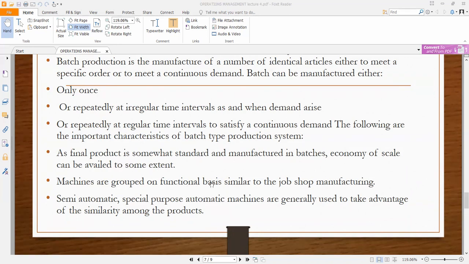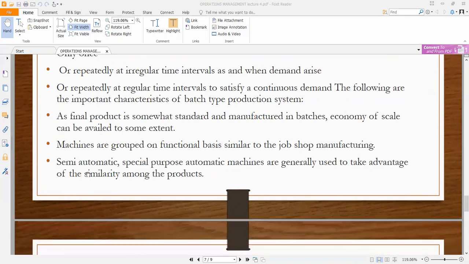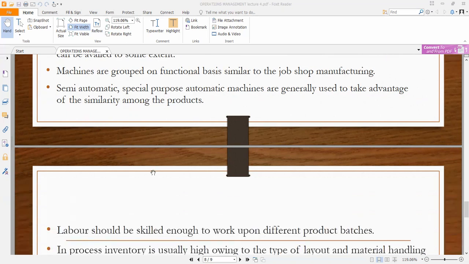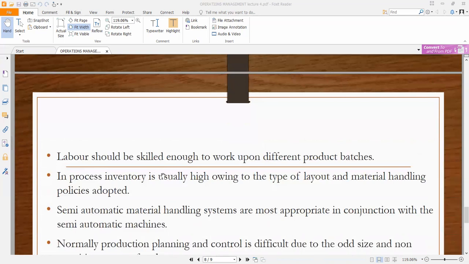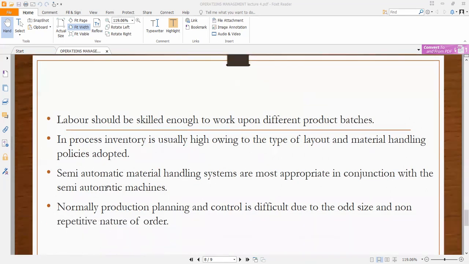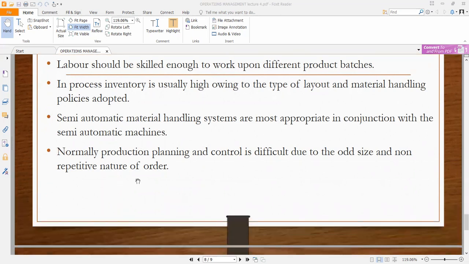Now, machines are grouped on a functional basis, similar to job shop manufacturing. Semi-automatic, special purpose automatic machines are generally used to take advantage of the similarity among the products. Further, labor should be skilled enough to work upon different product batches. In-process inventory is usually high owing to the type of layout and material handling policies adopted. Semi-automatic material handling systems are most appropriate in conjunction with semi-automatic machines. Production planning and control is difficult due to the odd size and non-repetitive nature of orders.